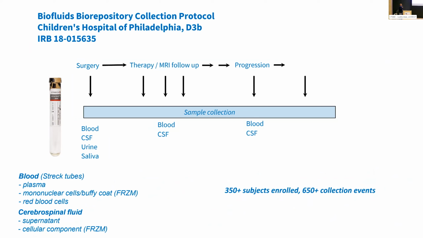And we prioritize blood, plasma, and mononuclear cells from plasma for collection, as well as CSF. We also collect urine at surgery.